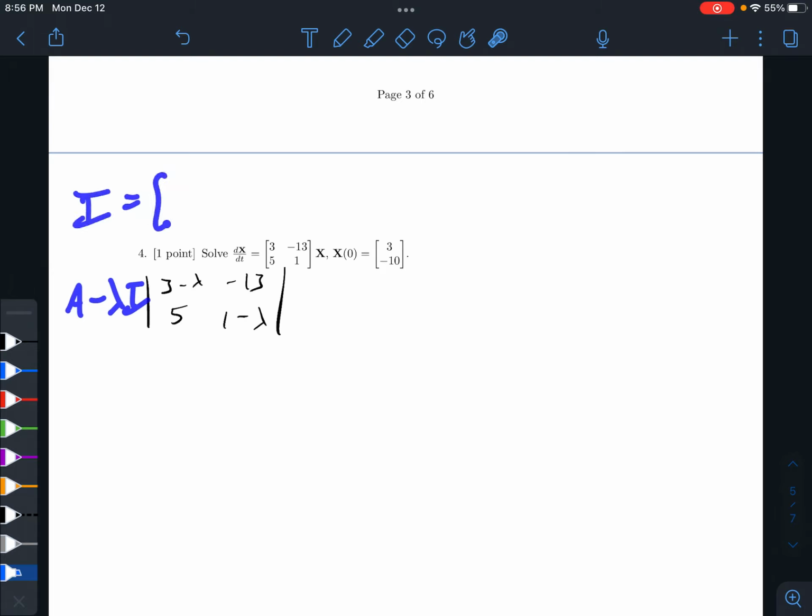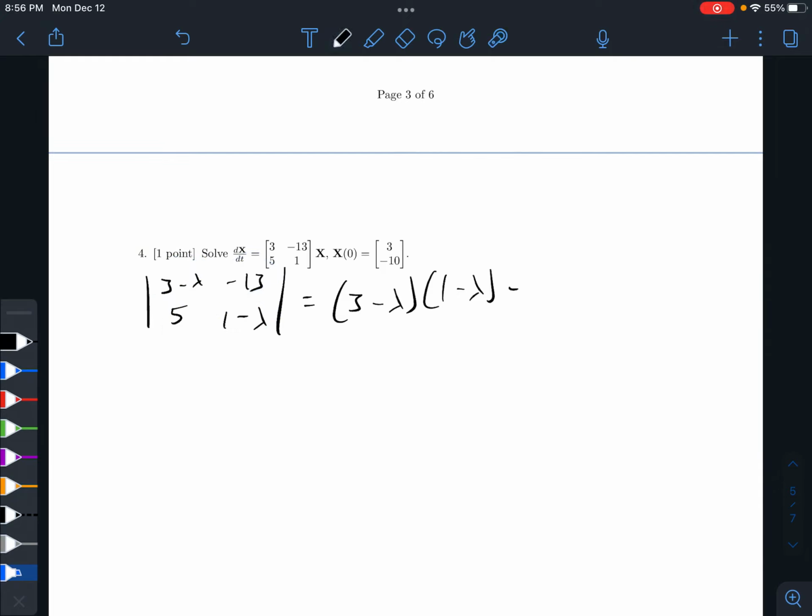Remember that the identity matrix is just 1, 0, 0, 1, and so lambda times that would just put lambdas along the diagonal, so we get this. All right, (3 - lambda)(1 - lambda), and then minus. Remember, determinant is this times this, minus this times this. So minus 5 times -13, that's plus 65. We have the double negative introduced there. This is lambda squared - 4 lambda + 68.